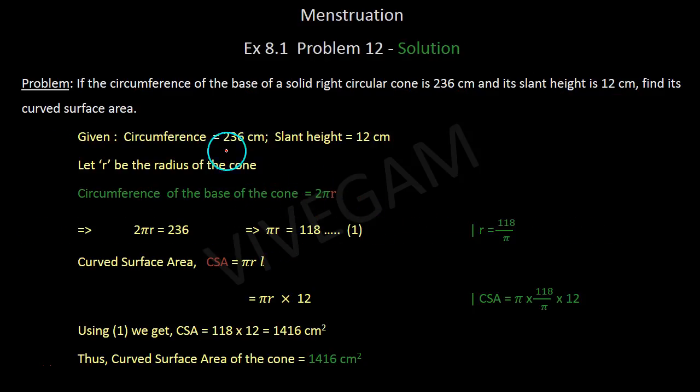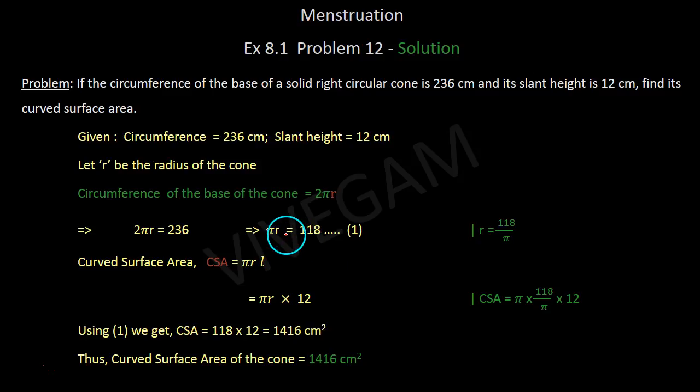Now this is the solution part. Circumference is 236 cm, slant height is 12 cm. Let r be the radius of the cone. Circumference of the base of the cone, which is a circle, is 2 pi r. So 2 pi r equal to 236. So pi r equal to 236 divided by 2, that is 118 centimeter. Let's put that as equation 1. Curved surface area is CSA equal to pi r L, that is pi r into L, but pi r we know is 118, so it is 118 into 12, that gives us 1416 centimeter square.